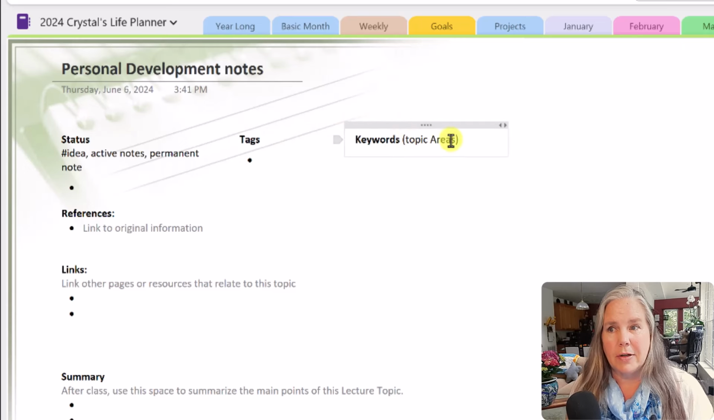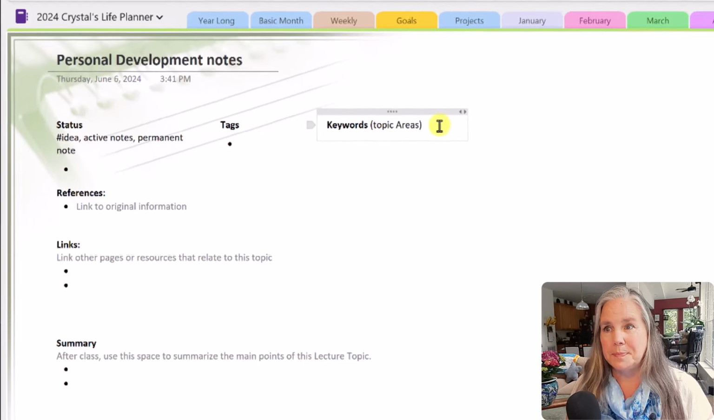Then I also have a little text box over here for keywords or topic areas. So again, if it was gardening, it might be gardening and shrubs and shade tolerant and flowering and those kinds of things. Just so if I'm doing a quick search, I can find that note, okay?